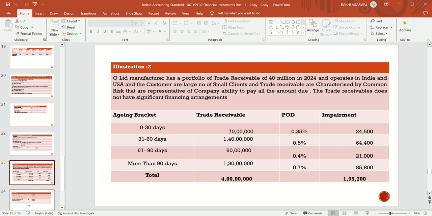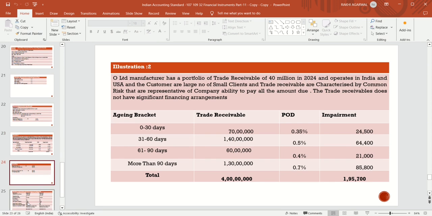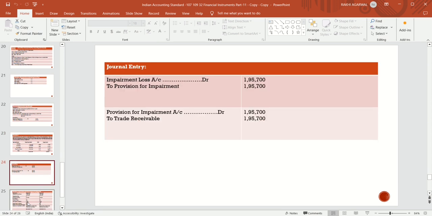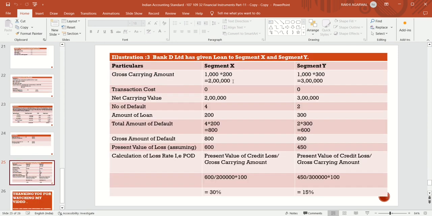The total trade receivable amounts to 4 crores, that is the 40 millions. The impairment loss on these is 1 lakh 95,700. The journal entry in this case will be: impairment loss account debit 1 lakh 95,700 to provision for impairment. This provision for impairment is reduced from the trade receivable.